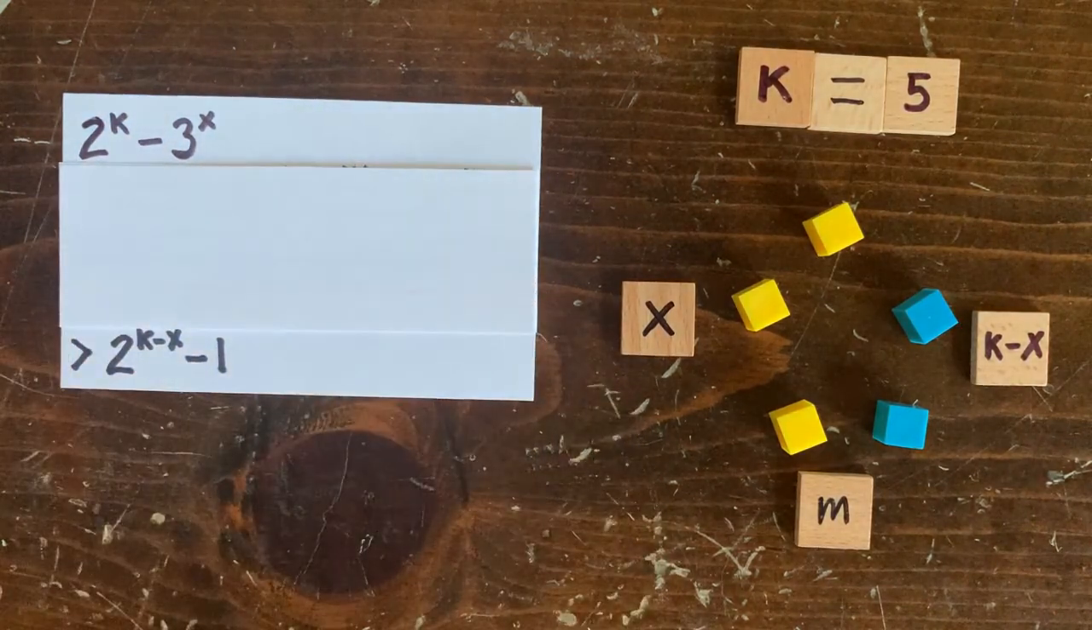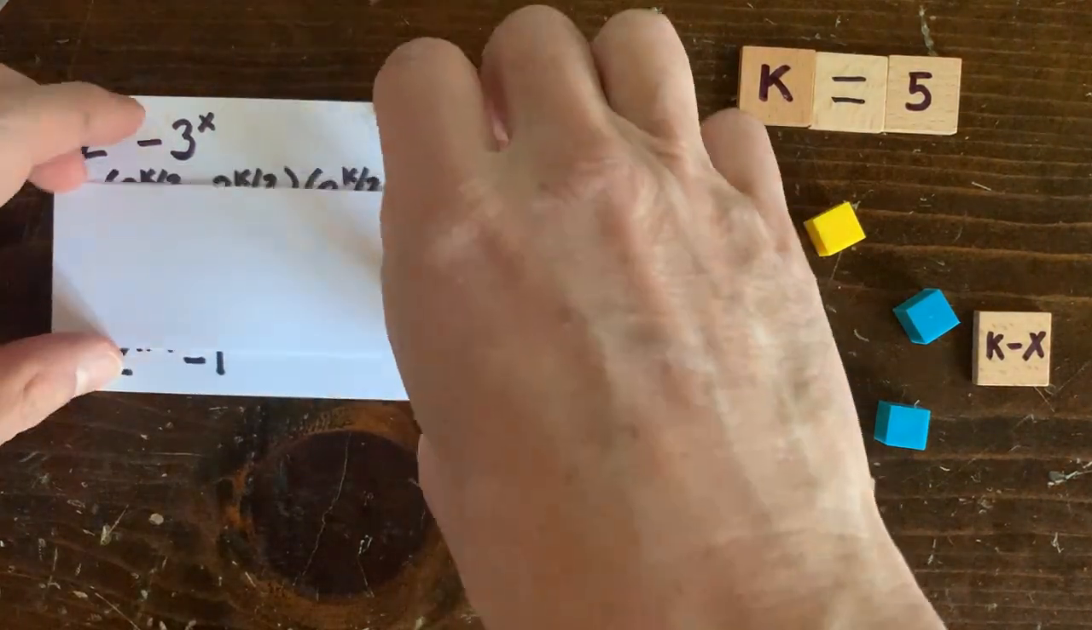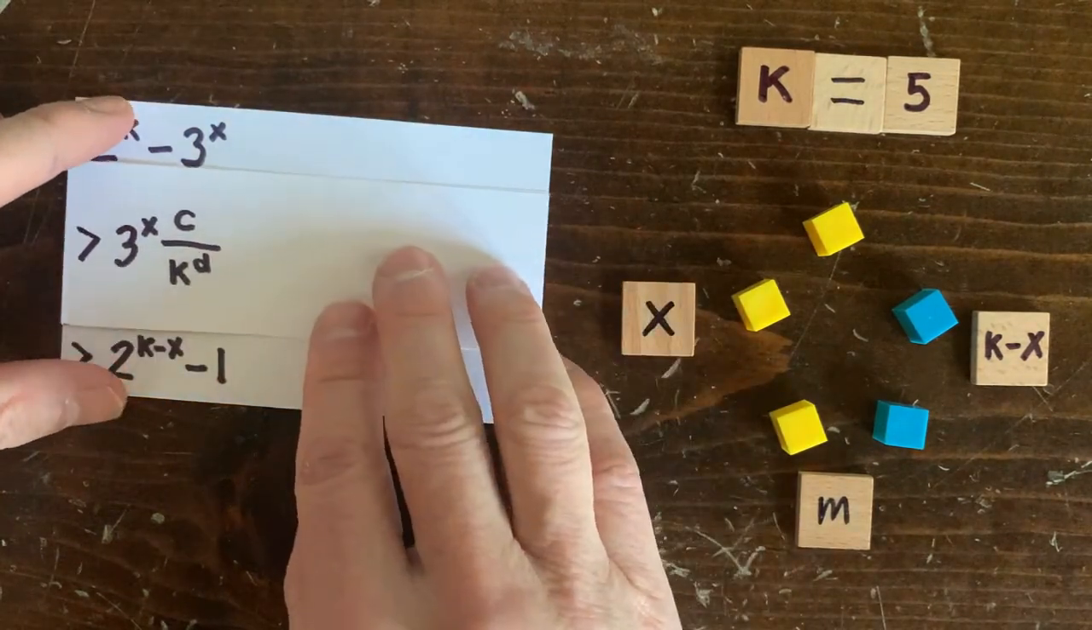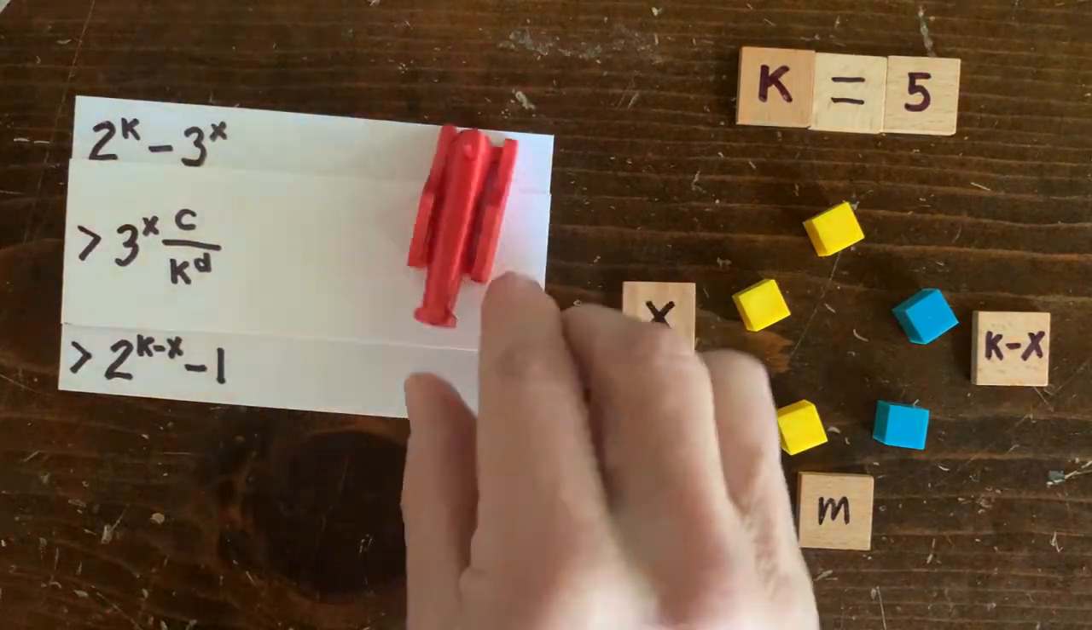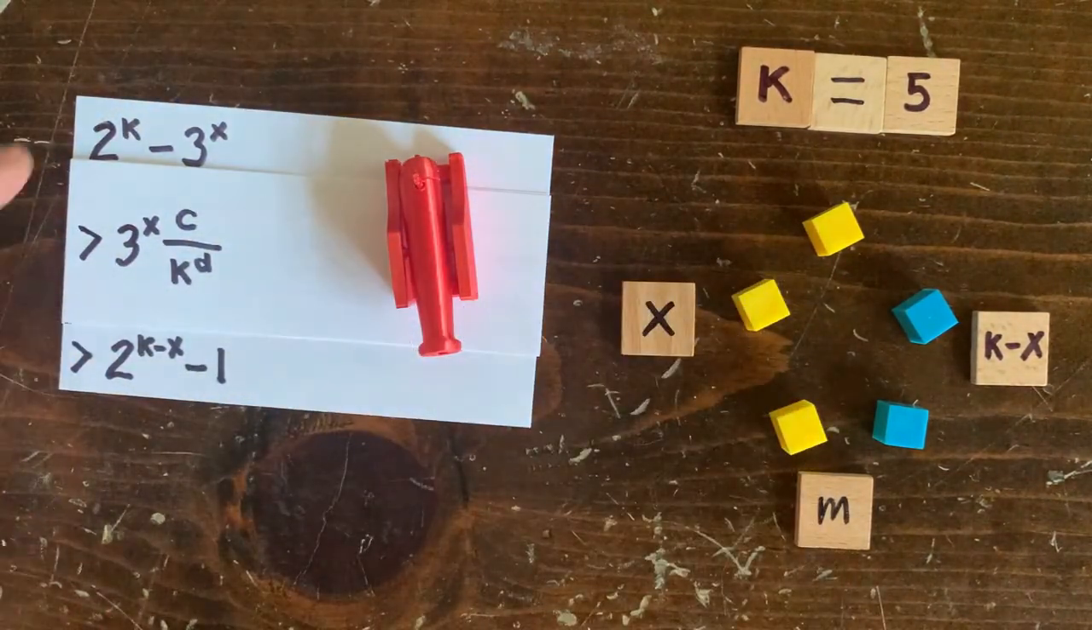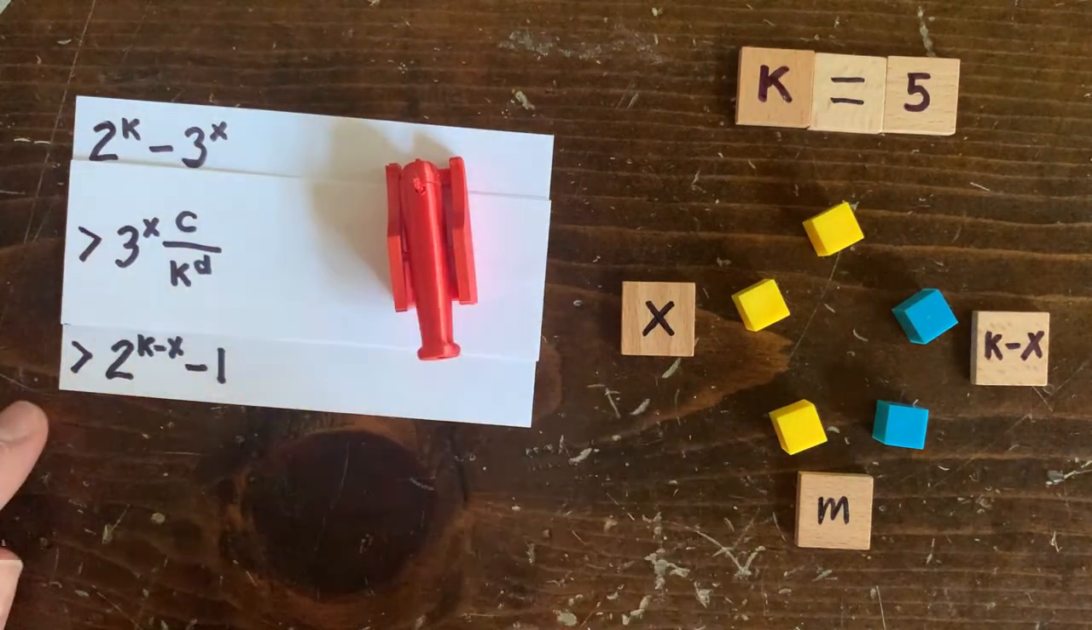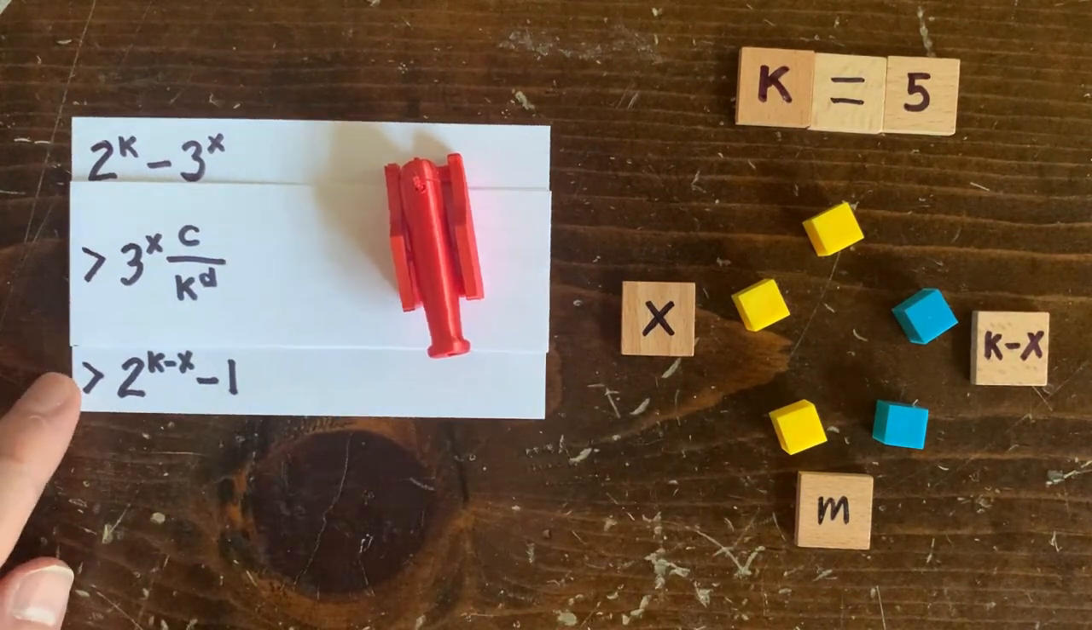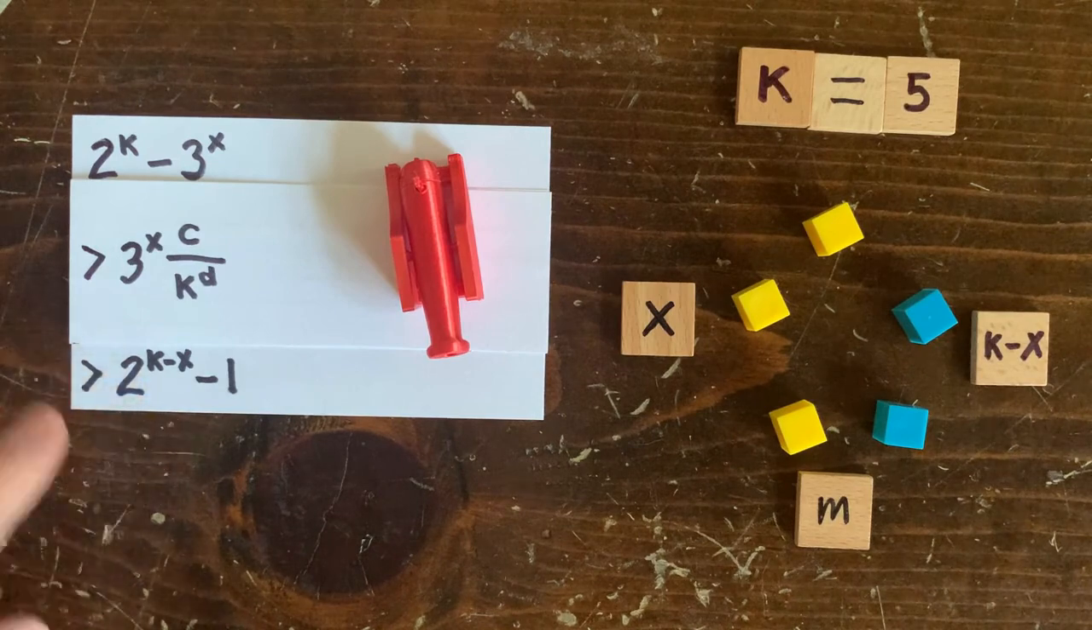So to prove this, we're basically asking how close 2 to the k can get to 3 to the x. And Baker gives a very strong separation. Here, the difference between the powers of 2 and 3 get very large very quickly. And that difference completely obliterates 2 to the k minus x minus 1.